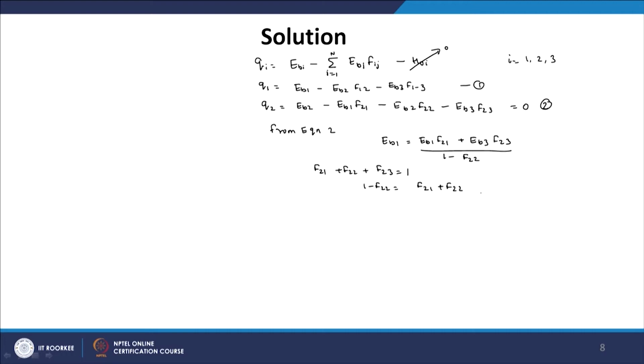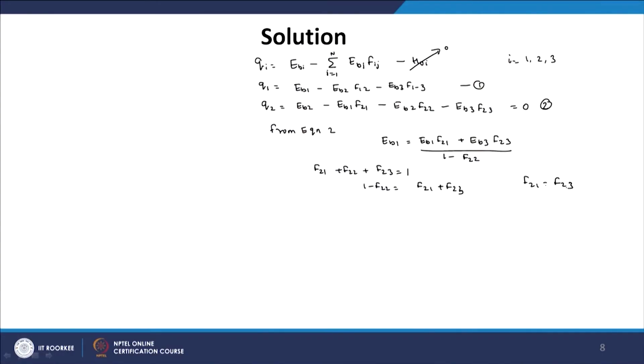Now, what are F21 and F23? F21 is the view factor between the cylindrical surface and the bottom surface, and F23 is the view factor between the cylindrical surface and the top surface, which are equal. So, F21 is equal to F23. With this we get Eb2 is equal to half of Eb1 plus Eb3. So, we have taken this out.